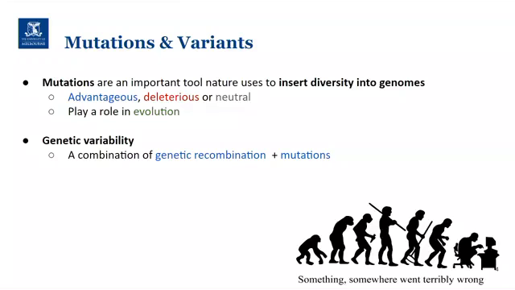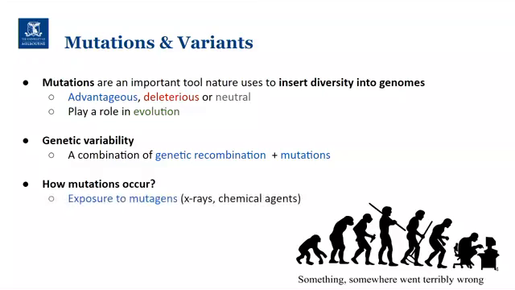And basically, how do mutations occur? Mutations can occur due to external agents, for instance, exposure to mutagens, X-rays, chemical agents, and so on and so forth. And also due to a natural process of getting old and our DNA repair machinery not working properly. So mutations can occur naturally, and they eventually can be fixed in a population. And then we'll call it a variant.